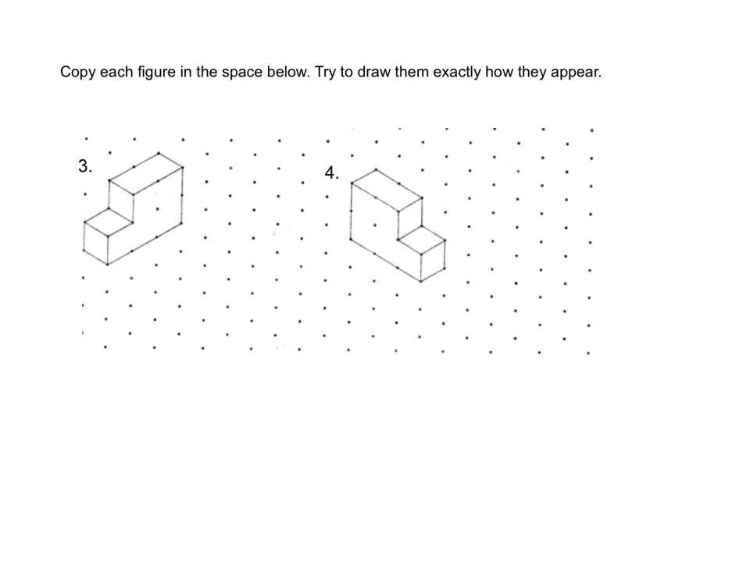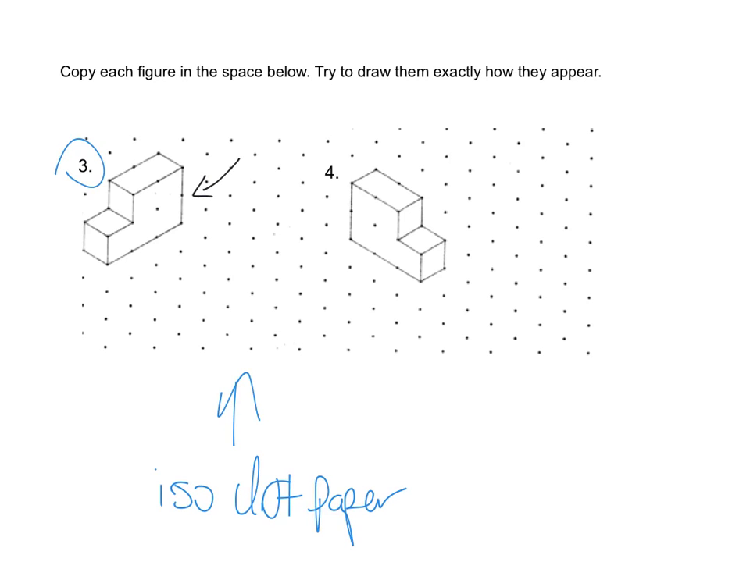So now this is called isometric dot paper. So what we're looking at is to be able to draw a three-dimensional figure on isometric dot paper. So right now all we're trying to do is copy what's there. So if I'm going to draw this, I like to start at the back and work forward. So I'm going to draw that line right there. Then I'm going to draw this line right here to give it some depth. I'm going to draw here.